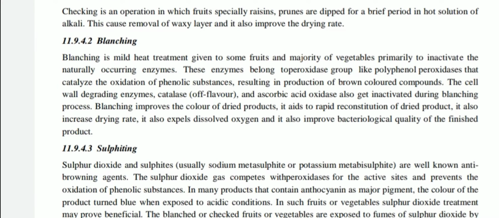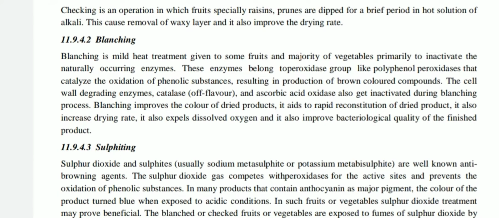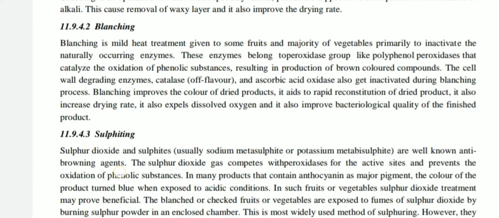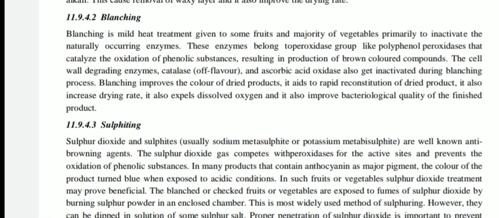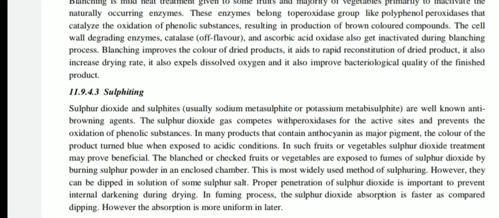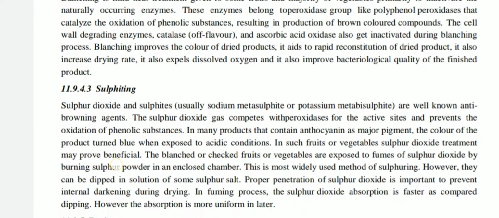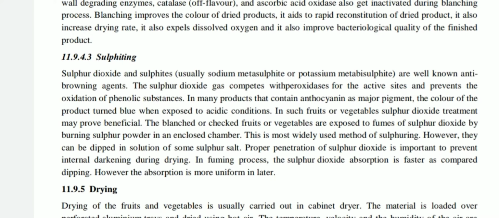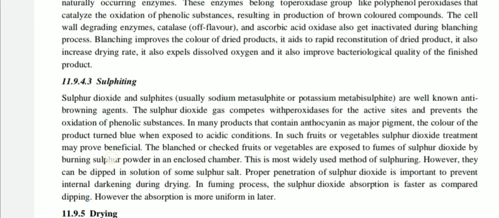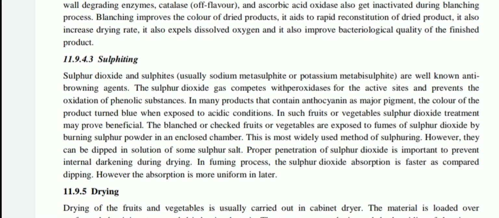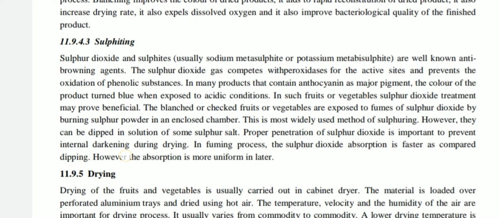Then blanching. This reduces the browning because this inactivates the enzymes like polyphenol oxidase and peroxidase, so the color can be locked, as they catalyze oxidation of phenolic substances. So basically the peroxidase and catalase are inactivated in order to get the browning inactivation as well as enzyme inactivation. Blanching also improves the color, increases the drying rates, expels dissolved oxygen, and improves the bacteriological quality of the finished product.